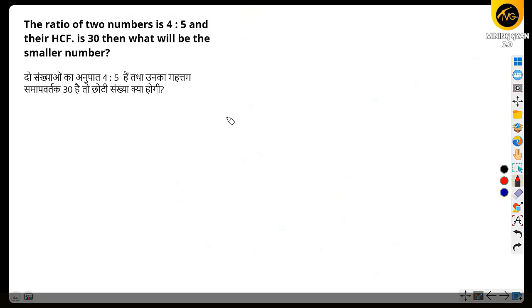Let's do another example. The ratio of two numbers is 4:5 and their HCF is 30. Then what will be the smaller number? Okay, tell me the answer quickly. I think you all have already understood the basic procedure or logic. Then we can easily find out the smaller number, or it can be the greater number, or HCF, LCM, anything. So please do it quickly.